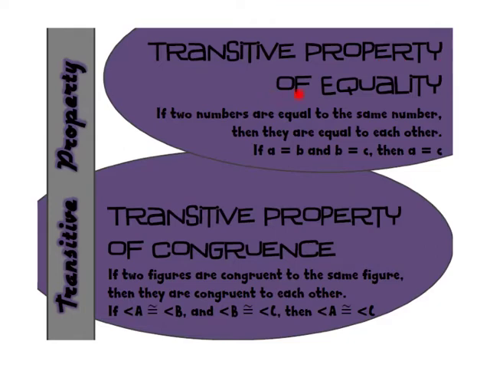The transitive property of equality is pretty cool. It states if two numbers are equal to the same number, then they are equal to each other. So if A equals B and B equals C, then A equals C. The same is true for the transitive property of congruence. Here, if two figures are congruent to the same figure, then they are congruent to each other. So if angle A is congruent to angle B and angle B is congruent to angle C, then angle A is congruent to angle C. We'll use this a lot in some of our proofs.